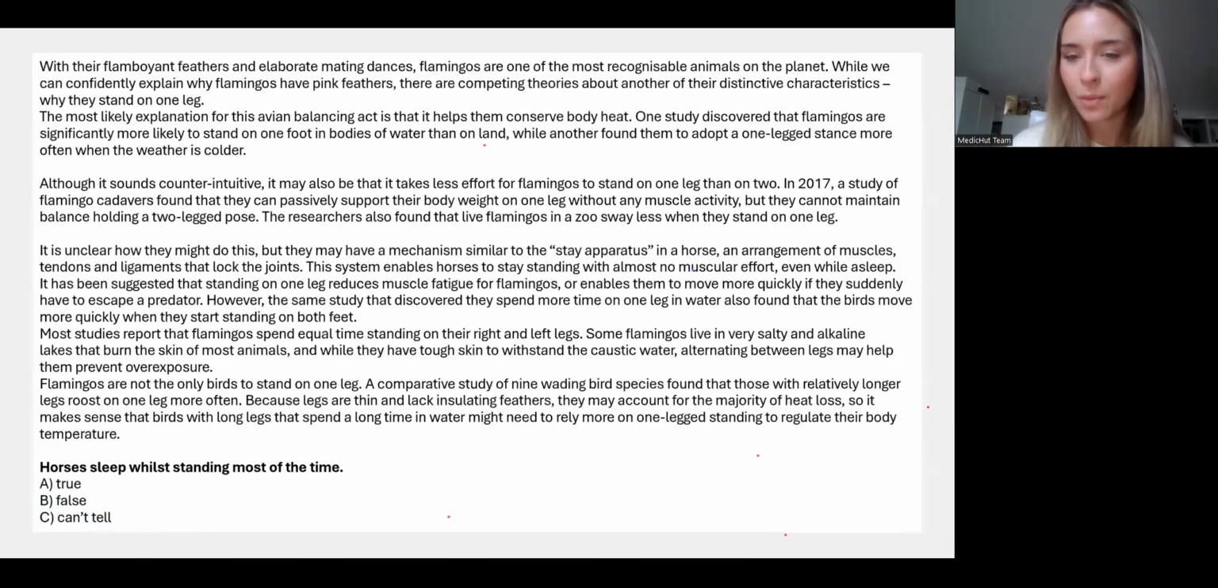So I'm just going to end the poll, but I can tell really well done to those of you who put can't tell in the chat. That is the correct answer. So if we just look at the text here, it says horses sleep while standing most of the time. So what kind of word would you be scanning for if you were answering this question in your exam? You guys can put it in the chat.